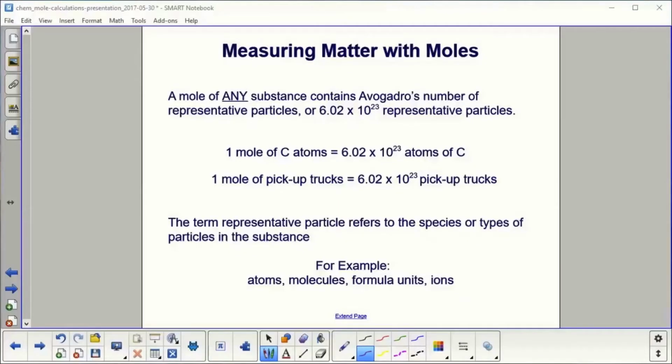Any substance contains Avogadro's number of representative particles, or 6.02 times 10 to the 23rd representative particles. So here's some examples. 1 mole of carbon atoms, 6.02 times 10 to the 23rd atoms of carbon. 1 mole of pickup trucks, 6.02 times 10 to the 23rd pickup trucks. Representative particle refers to the species or types of particles in the substance. For example, atoms, molecules, formula units, or ions.